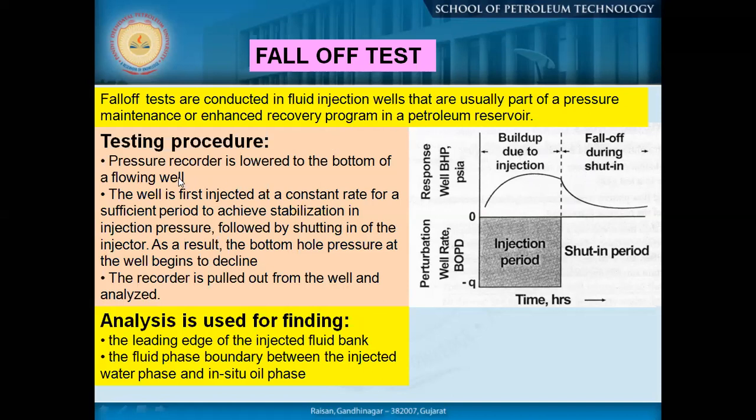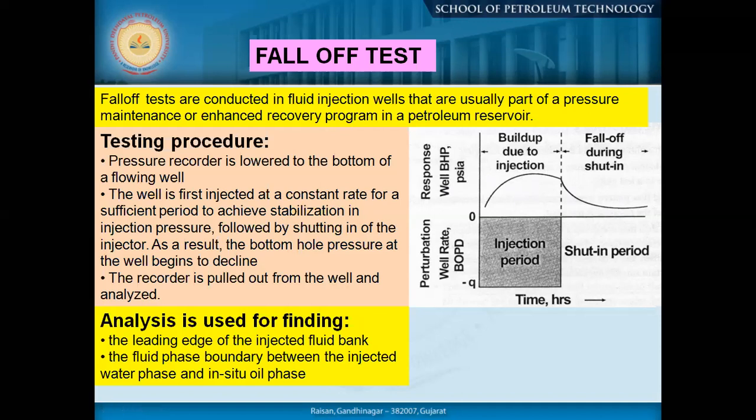What is the procedure? The pressure recorder is lowered to the bottom of the flowing well. Then the well is first injected at a constant rate for a sufficient period to achieve stabilization in injection pressure, followed by shutting in the injector. As a result, what if your pressure is decreasing very fast? That means whatever you have injected is going away from your well and your pressure is decreasing. That tells you whether the injectivity of an injection well is proper or not. To understand that, we generally do this test.